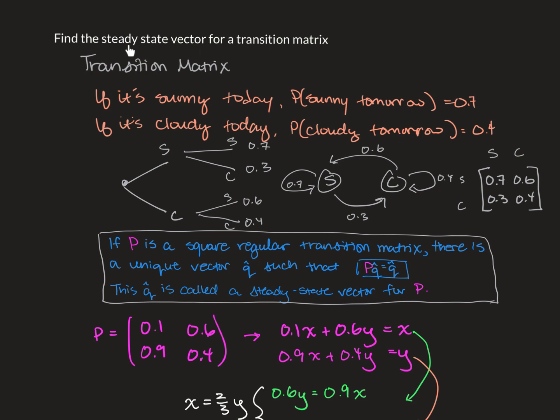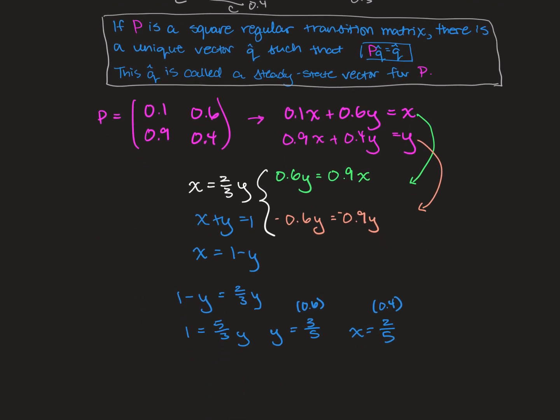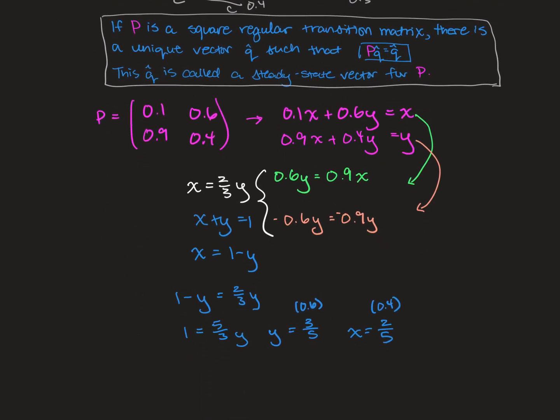And to get a steady state vector, what that would mean is that if we have some matrix that is square and regular, there's a unique vector such that that matrix multiplied by that vector is equal to that vector. This is Q, and it's called a steady state vector for P. And here's about how you would go finding that. Here's my square regular transition matrix, right? Adds up to 1, adds up to 1. Cool, it's square because it's a 2 by 2.